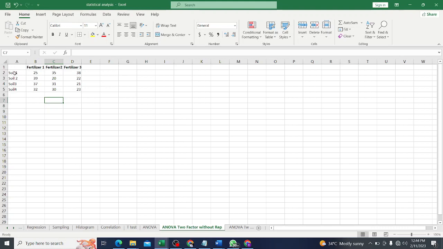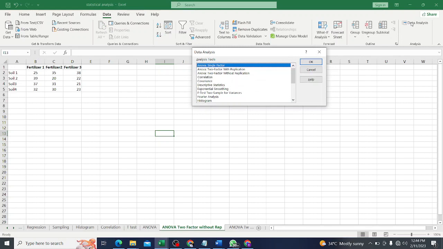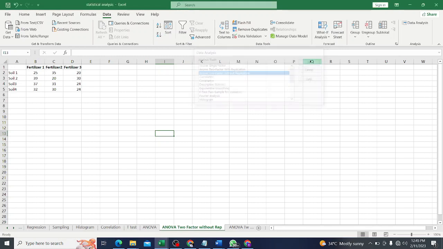So this is an example of two-way analysis of variance without replication, because we are dealing with two factors, which are the soil type and the types of fertilizer. So let's run through ANOVA and see how our result will be. Come to data, click on data analysis. Now this time around we click on ANOVA: two-factor without replication. So we click on it and then click OK.